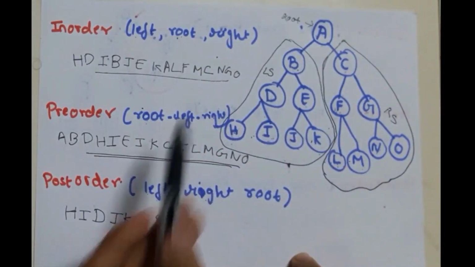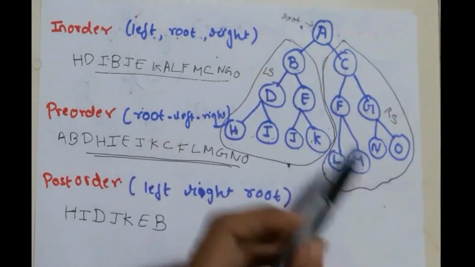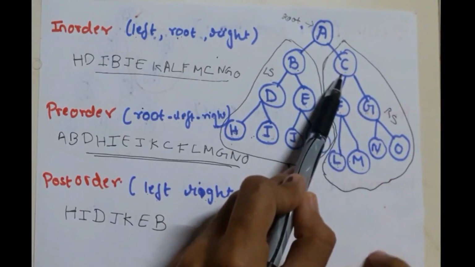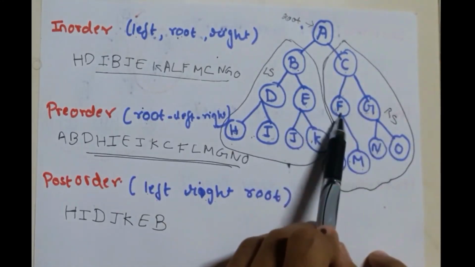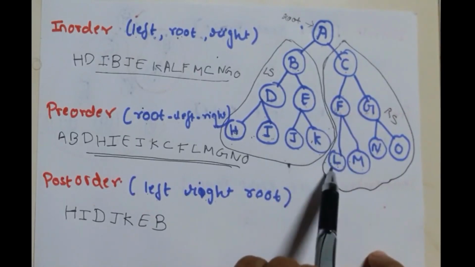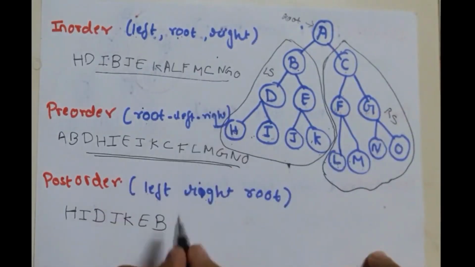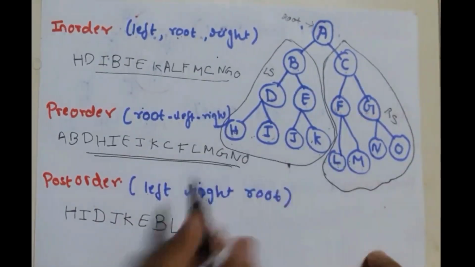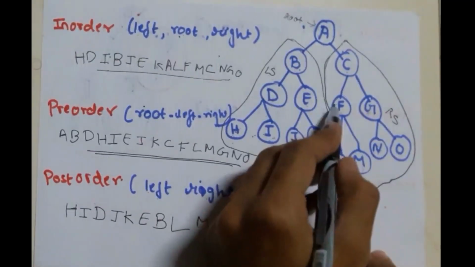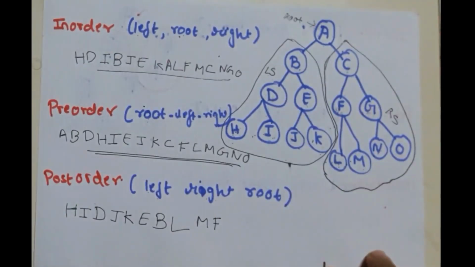Now we'll go into the right subtree. So in the right subtree, C is the root for F and G. So we cannot print C. Then to the left of C is F. F is the root for L and M. So we cannot print F. So we'll go into the left part of F, that is L. Then to the right, M, and then final root. So the root of L and M is F.